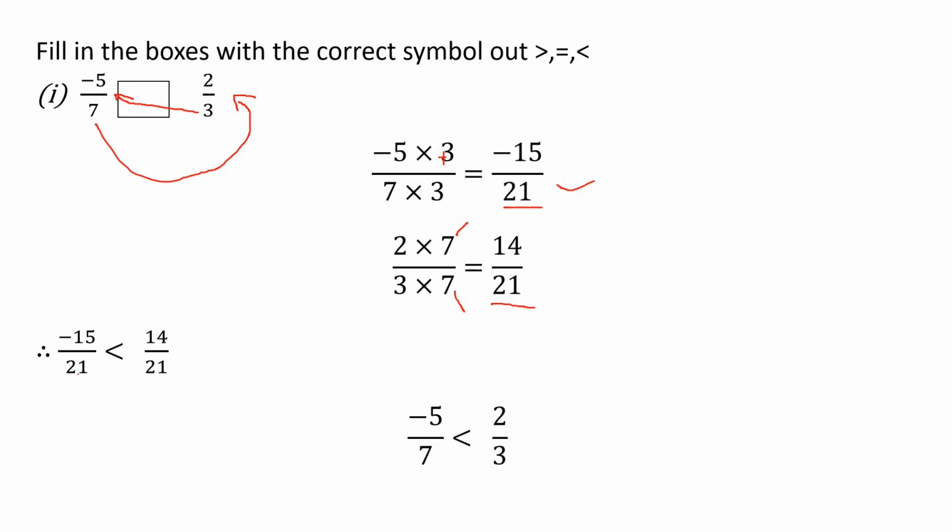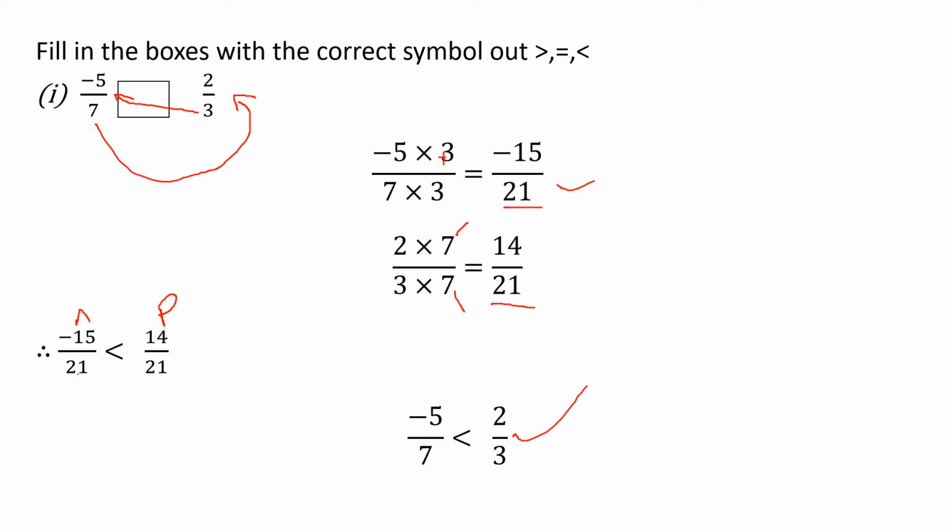So this is a negative number and this is a positive number. Negative and positive is there means always the positive number will be greater. So 14 by 21 is greater. So therefore 2 by 3 is greater. Okay, now understood how we are comparing.